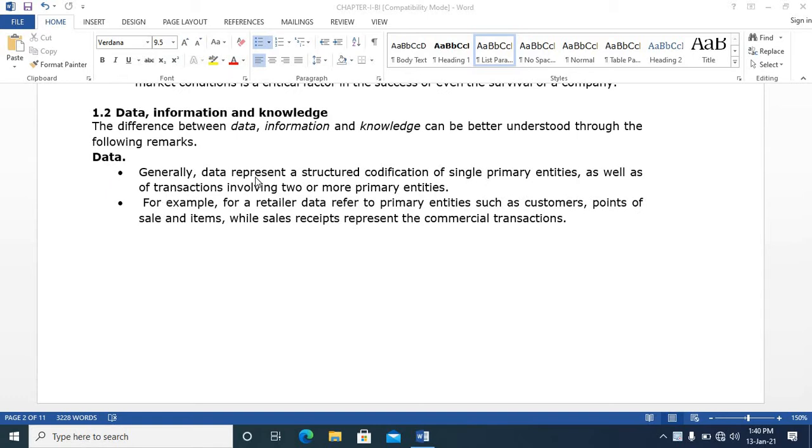Generally, data represent a structured codification of single primary entities as well as of transactions involving two or more primary entities. For example, for a retailer, data refer to primary entities such as customers, points of sale and items, while sales receipts represent the commercial transactions.